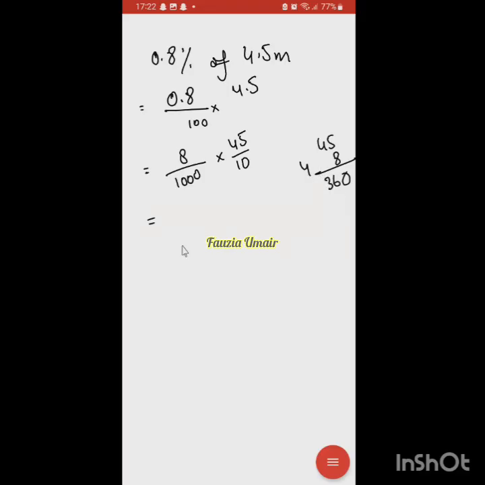36, 360. So this is 360 with 4 zeros. This 6 can be cancelled. And 3 decimal places, so 0.036 meters.